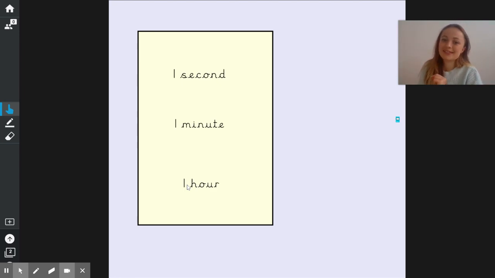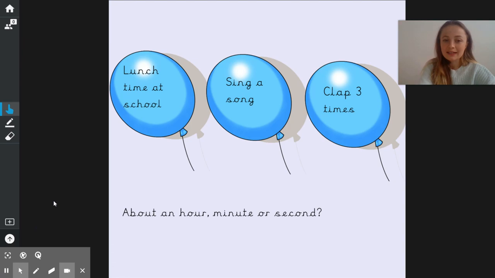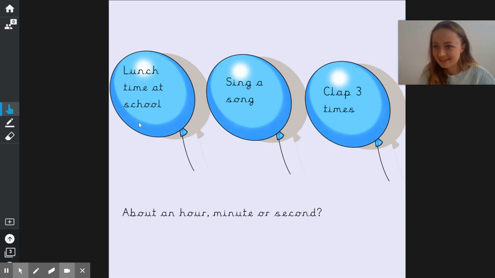So the shortest period of time we're looking at today is 1 second, all the way up to the longest, which is 1 hour. Now, each of these activities on the board takes a different amount of time. One of them takes about an hour, one of them takes about a minute, and one of them takes about a second, or you count it in seconds, I suppose.